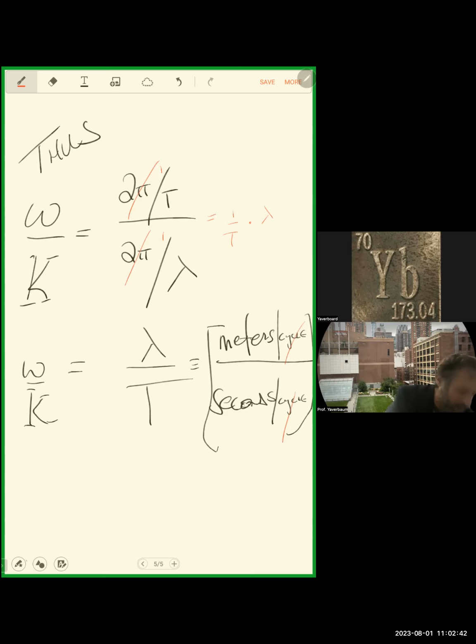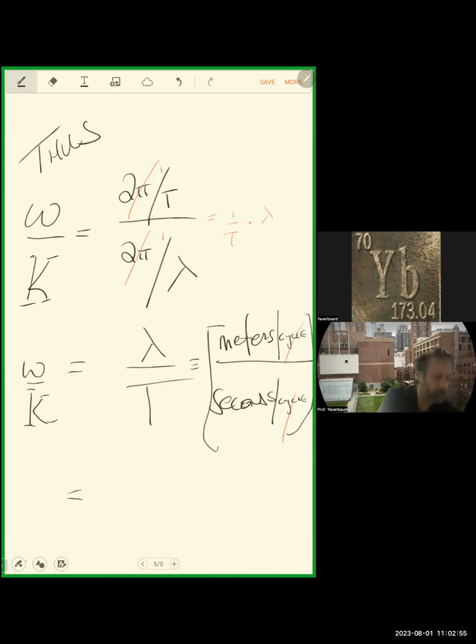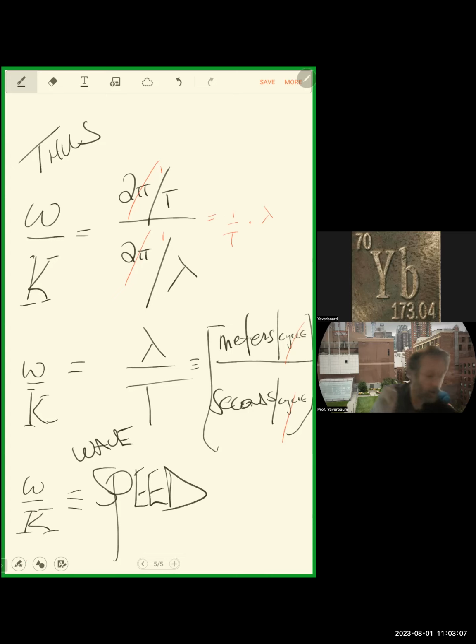In other words, as I know many of you were saying things about this in the chat yesterday, and I was very excited to see that, and totally noted and recalled, and please submit to Tom Nook for points. What we're saying is that omega over k is the speed of the wave. And we're just about done, at least for today, but let me really emphasize the wave speed.